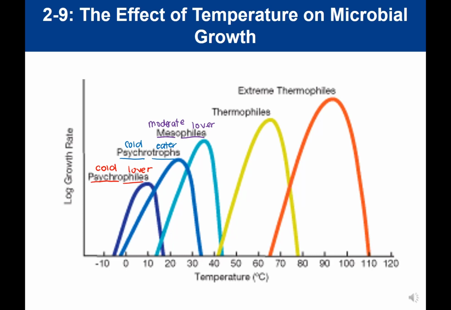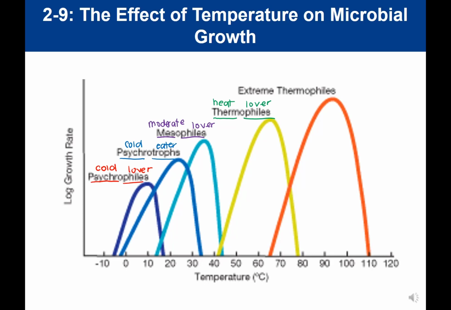Next, we have our thermophiles. Thermo, what do you think thermo means? Thermo means heat. Phile is lover. So our thermophiles are our heat lovers. Notice that they will grow at about 42 being the minimum and up to almost 80 and then optimally around 60 or so.